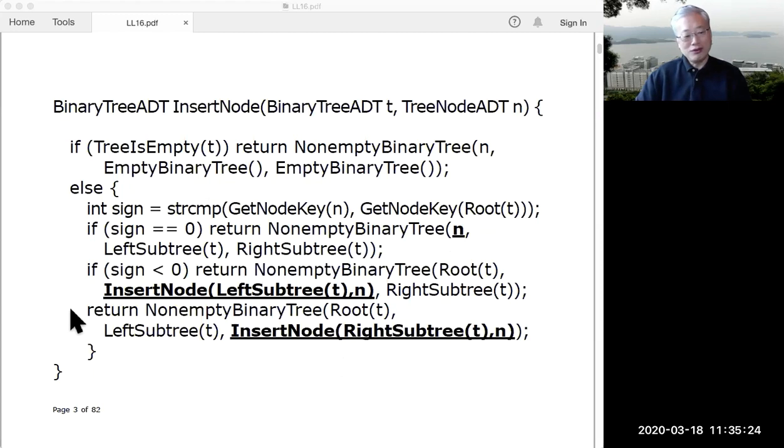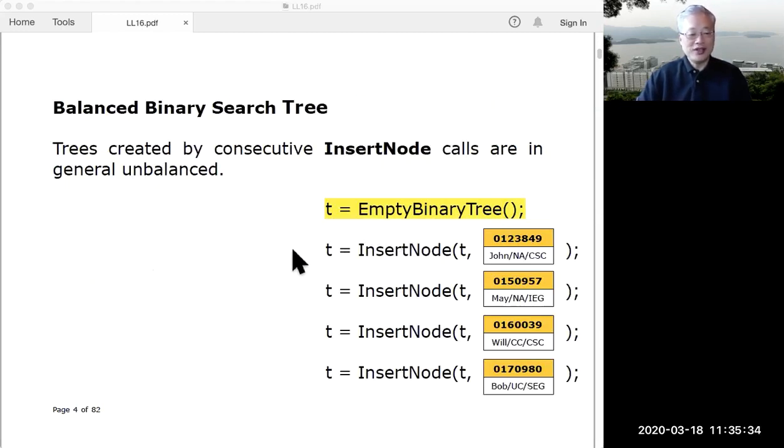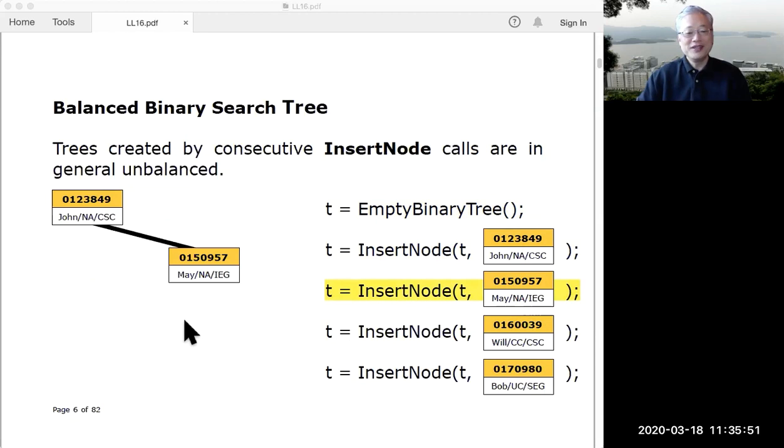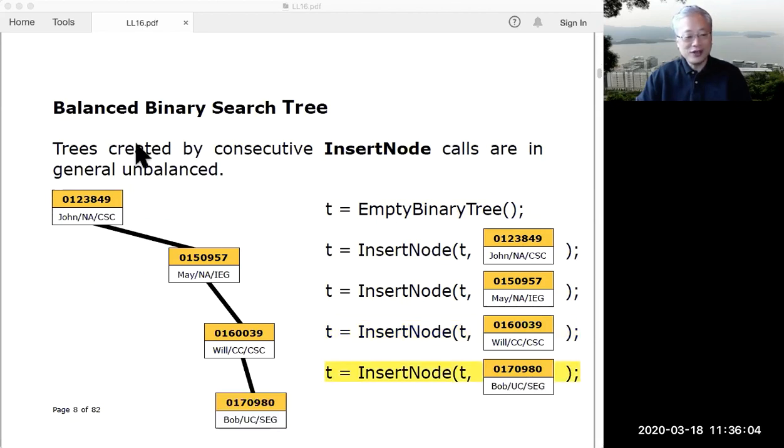So if we just naively perform this insert node function, which is correct, then this is how we get it. First we say T is an empty binary search tree, and then we insert this node, and then we get this node. And then when we insert this, we know that this node should be inserted into the right subtree, just like that. And then if we continue to insert this node, we insert this node to the right subtree again, which is 016. And finally, we insert this new node to the right subtree again, and then eventually we get this very undesirable binary search tree that we really do not want.